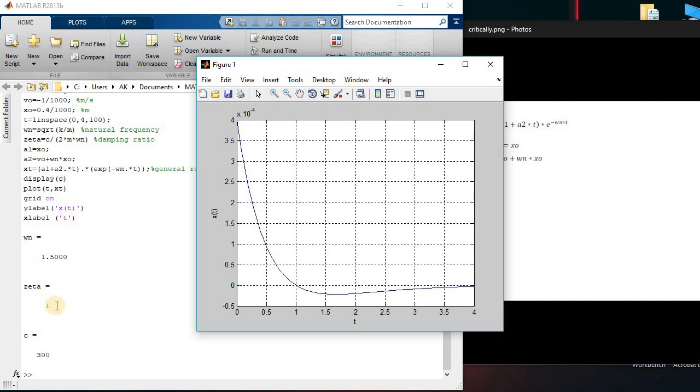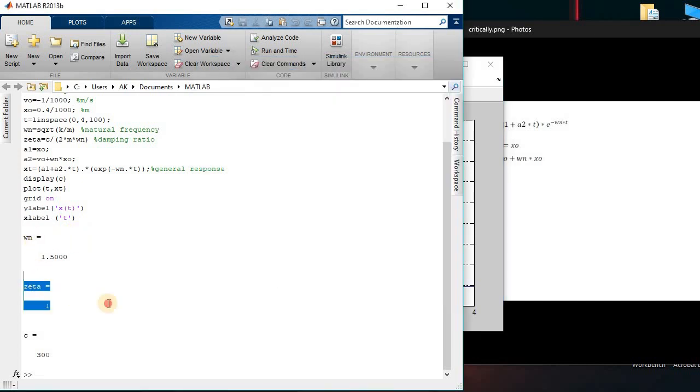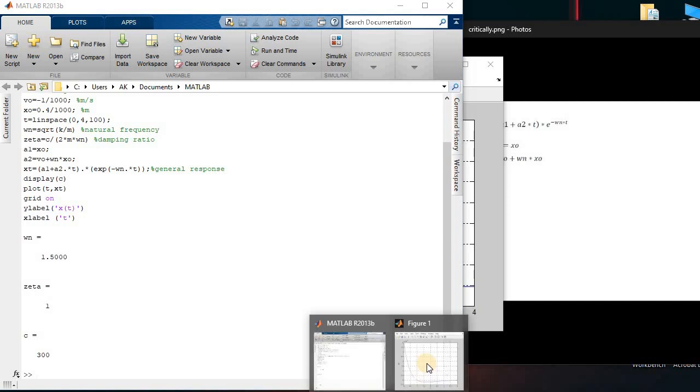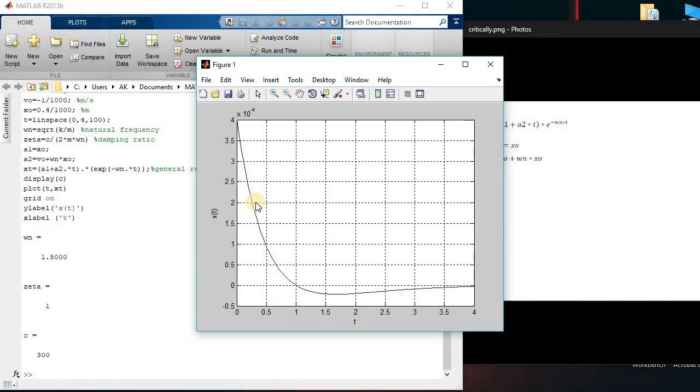Again you can see the values, and of course zeta is equal to 1 for a critically damped system. Now looking at the graph, we can see that for a critically damped system there is no oscillation in the system, and the system has the fastest response to return to the rest state.